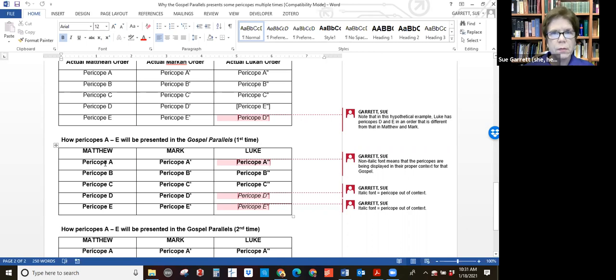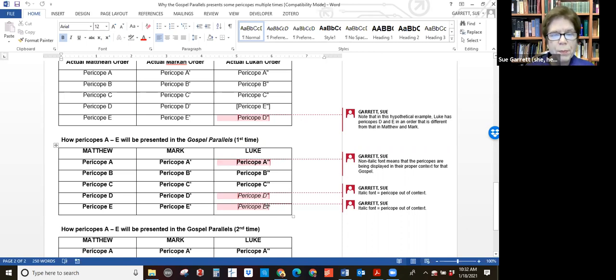non-italic font. Over here in Luke, A, B, and C, double prime, all follow the same order as A, B, and C in Matthew and Mark. So there too, you've got boldface, non-italic for your heading. But now look what happens when we get down to pericopes D and E. Remember that they were in a different order in Luke.